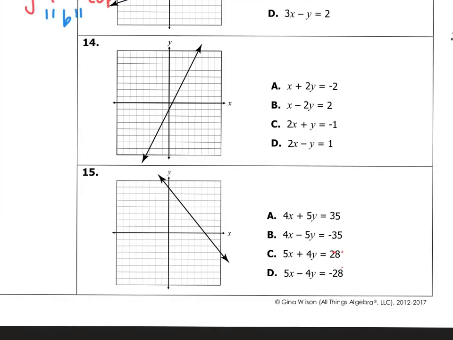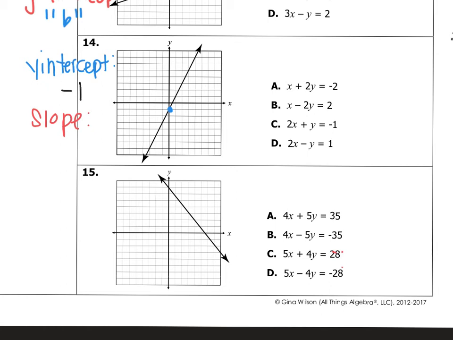All right, let's look at number 14, and I want you to identify two pieces of information in this graph. I want you to tell me what the y-intercept is. And then I also want you to tell me what the slope is. So the y-intercept is the point on the line where the graph crosses the y-axis, and that is right here, and that location is -1.